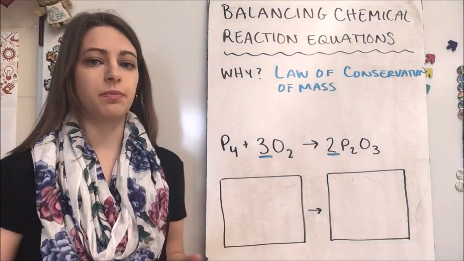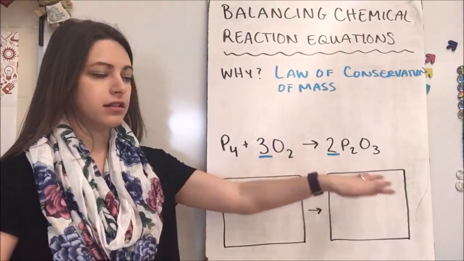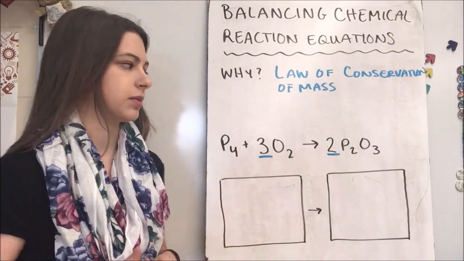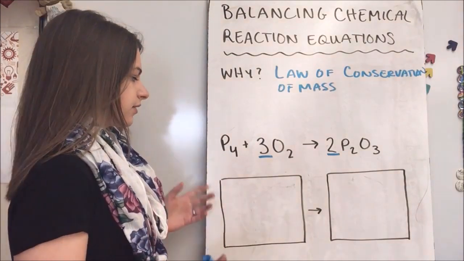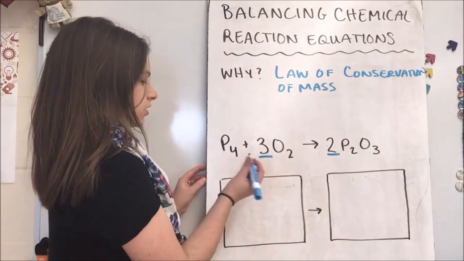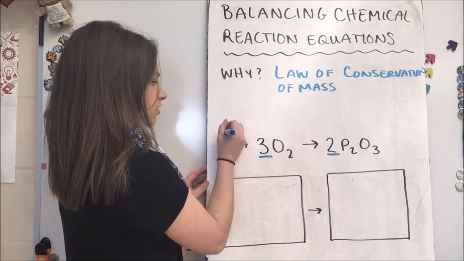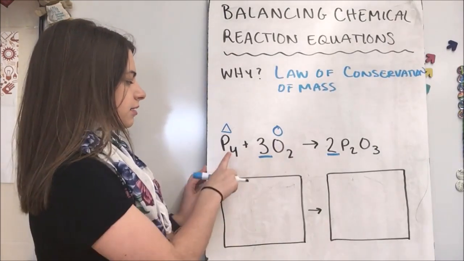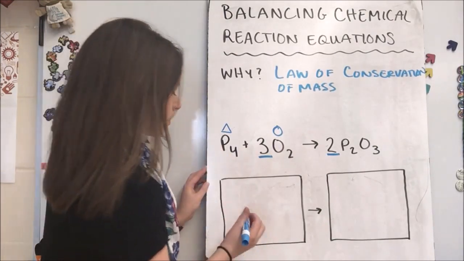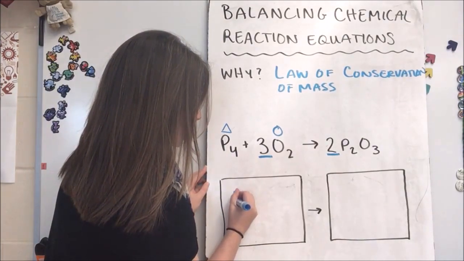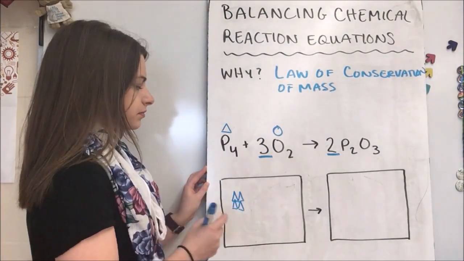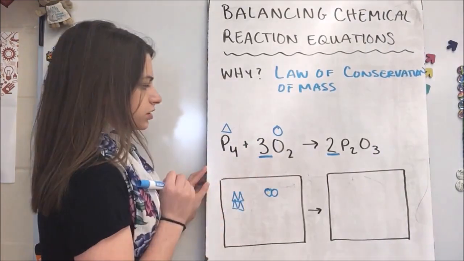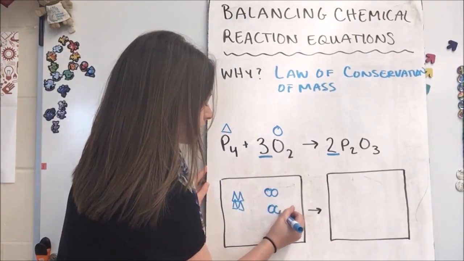So those are the constraints that we're going to work in. We're going to start by looking at an already balanced chemical reaction equation, and we're going to draw a particle diagram for it so that we can help visualize this a little bit more. Before I can draw my particle diagram, I need to assign some symbols. I'm going to make my phosphoruses triangles, and my oxygens circles. This equation tells me that in my reactants, I have one P4, which is 4 triangles stuck together, and 3 O2s. An O2 is 2 circles stuck together, and I have 3 of them because that's what my coefficient tells me.